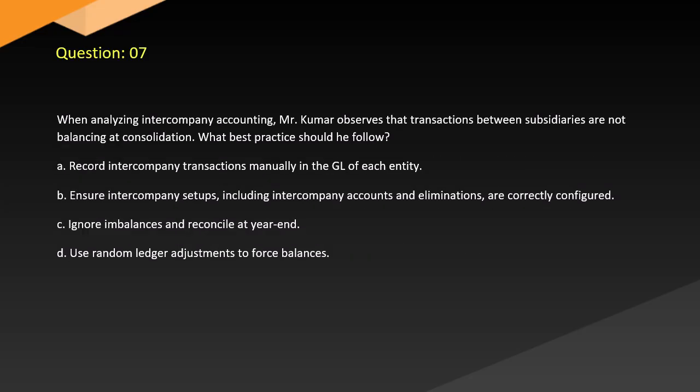Question 7. When analyzing intercompany accounting, Mr. Kumar observes that transactions between subsidiaries are not balancing at consolidation. What best practice should he follow? A. Record intercompany transactions manually in the GL of each entity. B. Ensure intercompany setups, including intercompany accounts and eliminations, are correctly configured. C. Ignore imbalances and reconcile at year-end. D. Use random ledger adjustments to force balances.